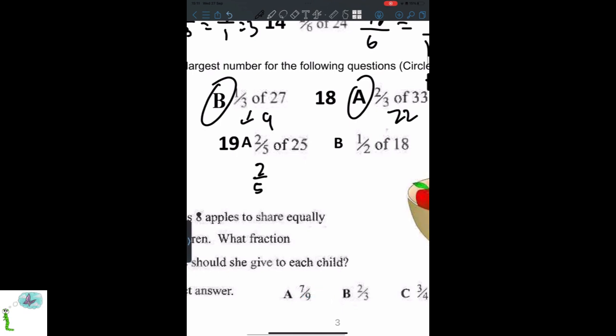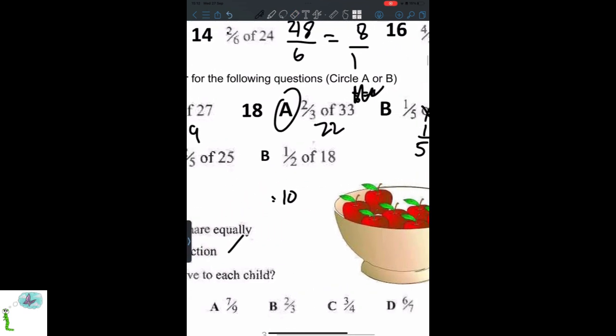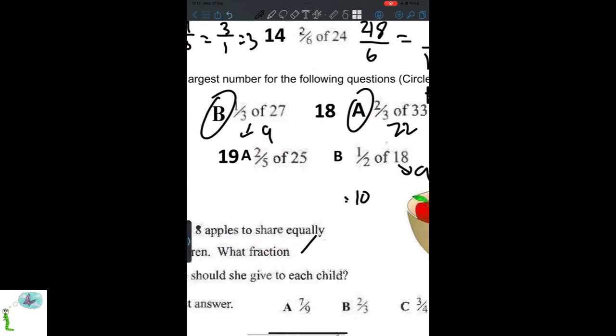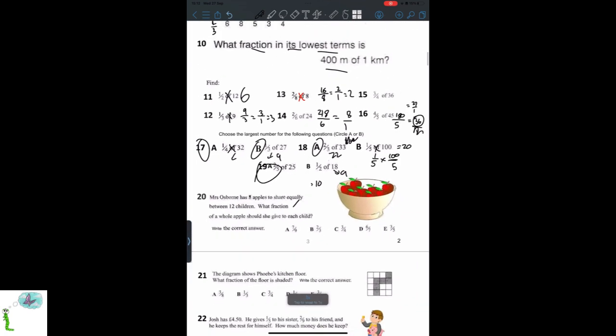I'm going to do it this way again. Times 25. You're going to get 50 over 5. If you simplify this, you're going to get 10. And this one, half of 18 is 9. So it's going to be 8. Bosh.